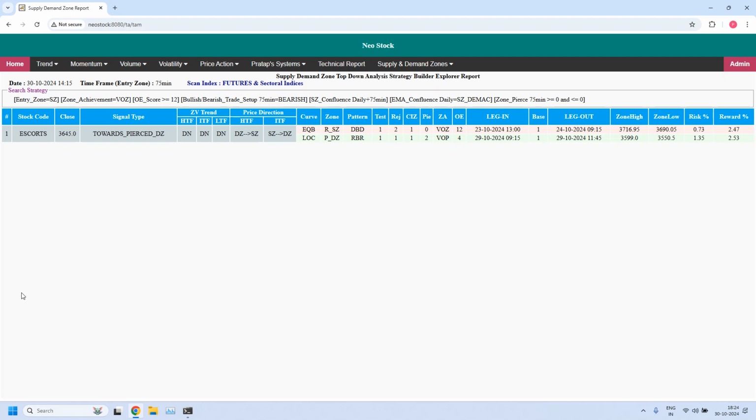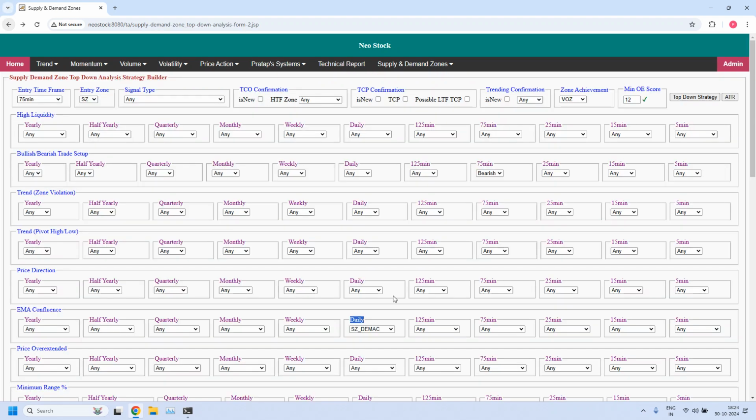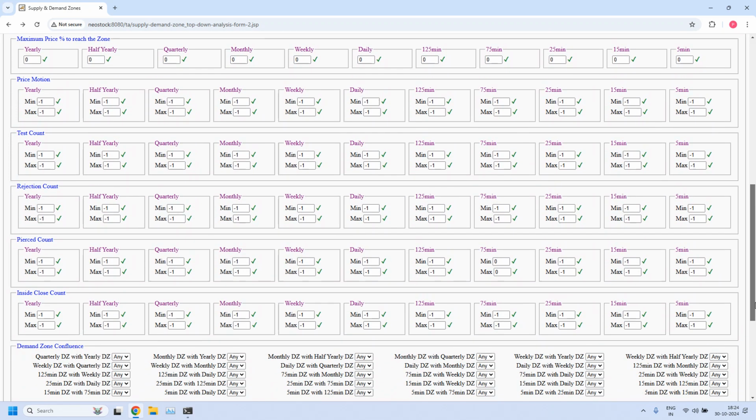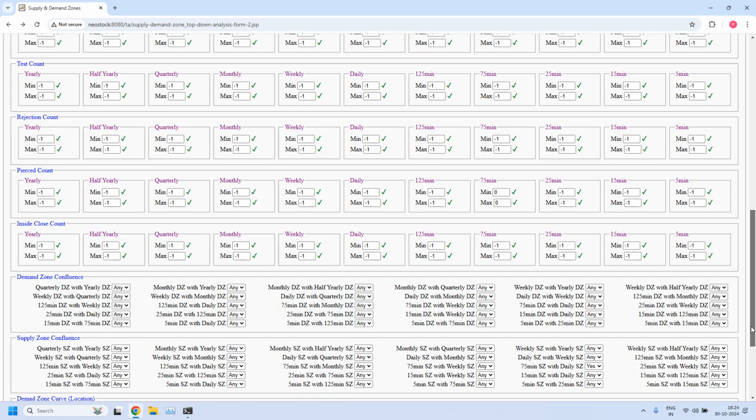Okay, now let's verify LTF, ITF and HTF confluence. I am removing the EMA filter. For LTF, ITF, HTF supply zone confluence, we need to set 3 filters. The first filter is already enabled. The second filter, 75 minute supply zone with weekly supply zone confluence. The third filter, daily supply zone with weekly supply zone confluence.